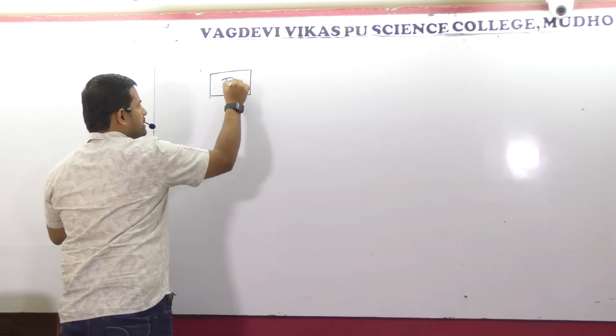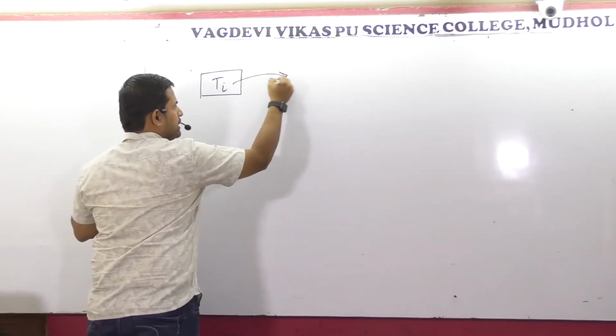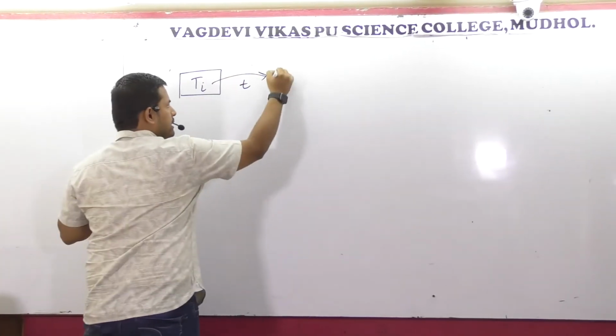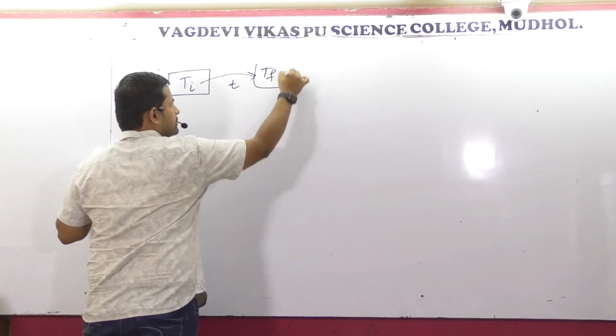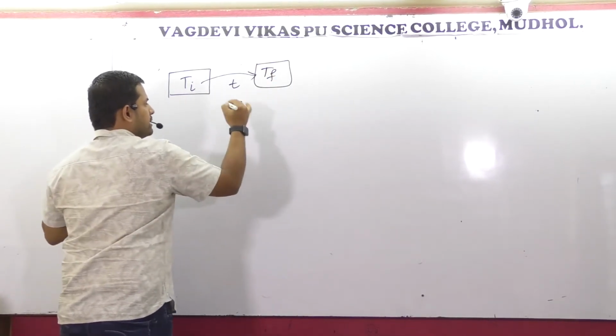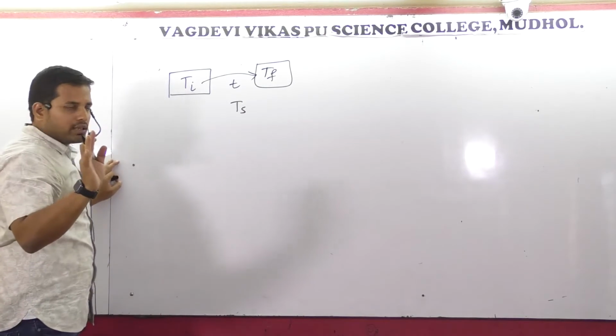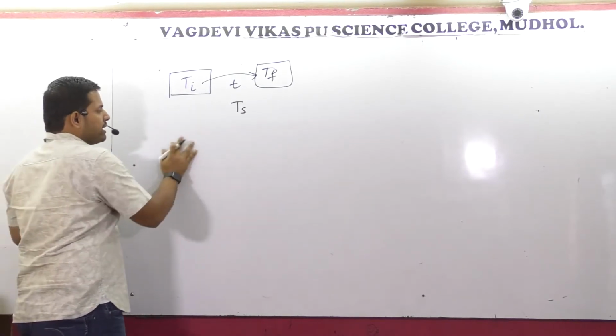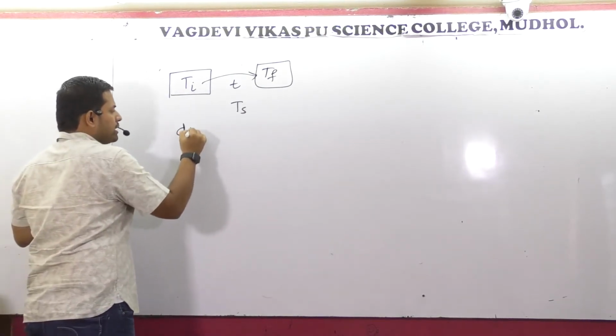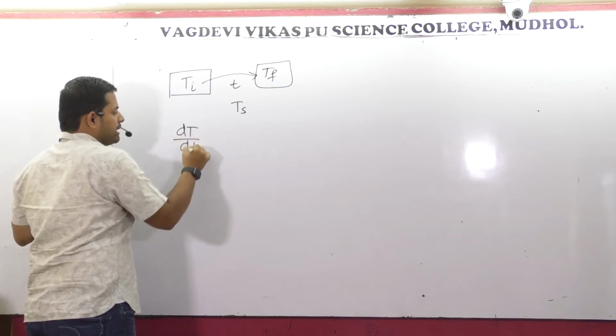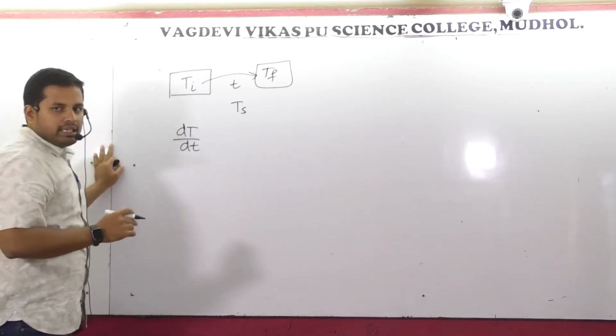I have got one body here. Its initial temperature was Ti. Within a time T, its temperature has become Tf. And Ts is the surrounding temperature. These things are known to you. Rate of cooling, when I write rate of cooling, what does it mean? dT by dt, right?